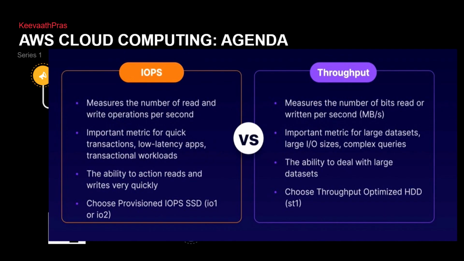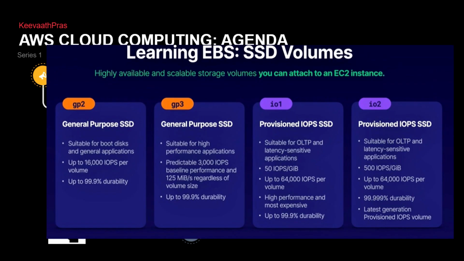So what is the IOPS and what is the throughput? IOPS is the measure of read and write operations per second, an important metric for low latency applications and transaction workloads, with the ability to read and write very quickly. Choose between provisioned IOPS, which is IO1 and IO2. The throughput measures the number of bits, an important metric for large databases, large input output sizes, complex queries, and the ability to deal with large data sets, and this is the throughput ST1.